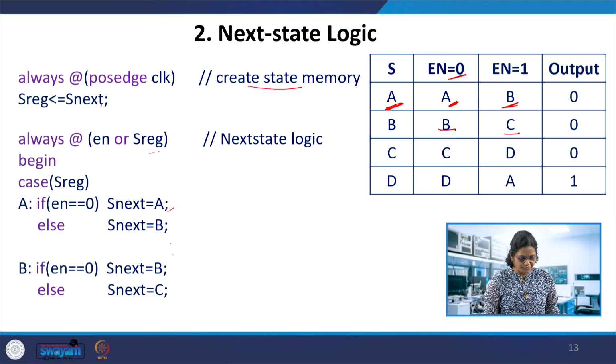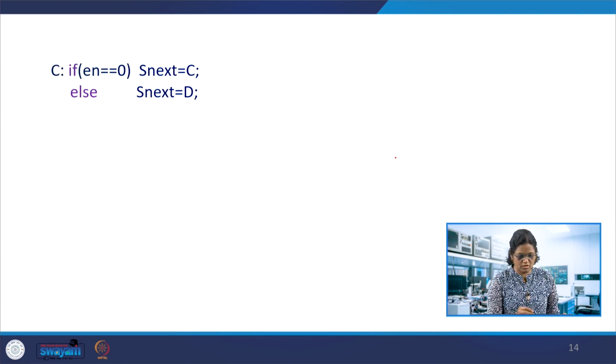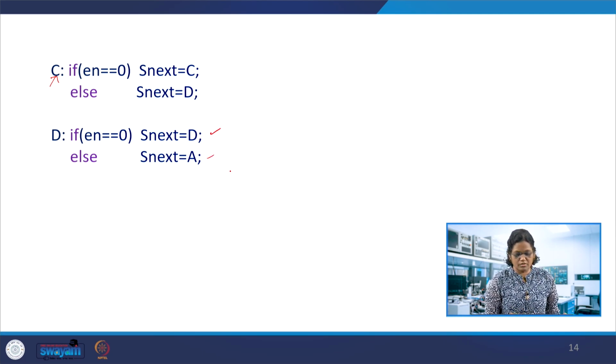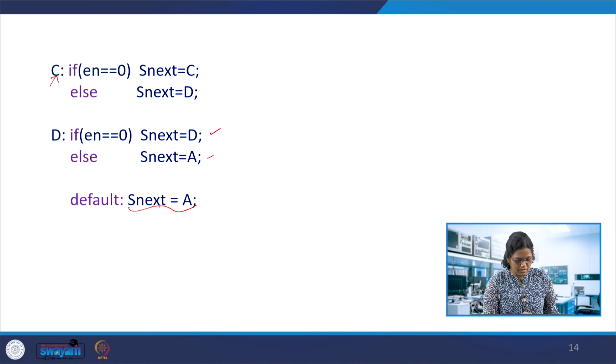That is from this sreg, always the current state, and next we need to give C, which is, if enable, the choice is C. If enable is 0, S next stays over there, otherwise move to S next D, and if enable is 0, S next stays, else S next is A. So with this, with the case statement, default needs to be given: S next, make it A, or whichever default state, the state should come to 00.